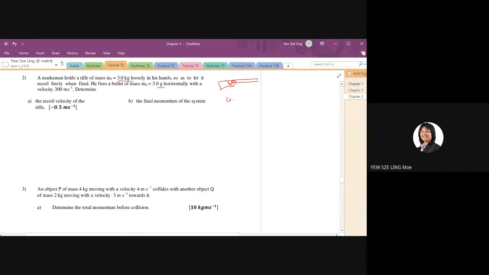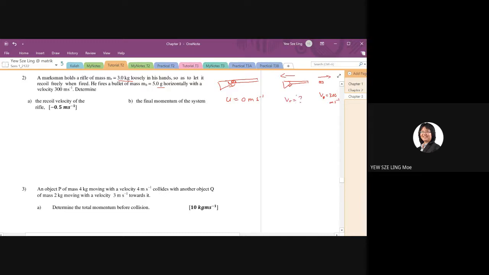Before fired, U equals 0 meter per second before you fire the bullet. After you fire the bullet, this is the gun, and what happens? It recoils. Recoil means it moves backwards, and the bullet goes towards the other direction with a velocity, so V bullet is equal to 300 meter per second. Now your V rifle is unknown.